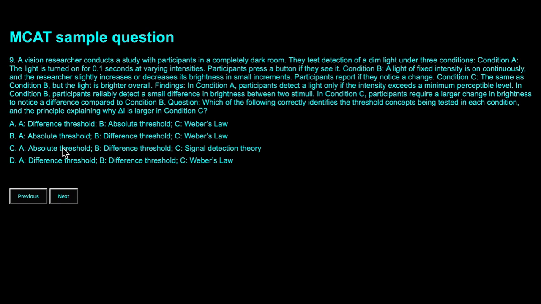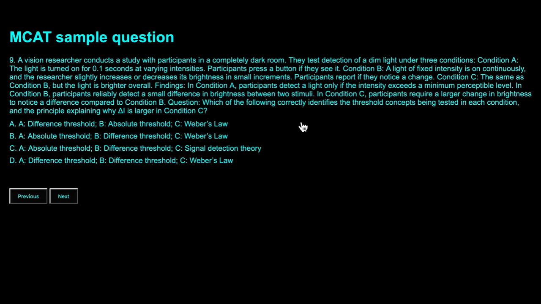So for A, it is difference threshold and B is absolute threshold. And we already talked about the fact that both of them should be difference threshold, because in both scenarios they are checking whether the participants can tell the difference in intensity. So A is wrong, B is wrong, C is wrong, but D is correct, because in both cases they are checking for a change, not a presence. And these are explained by Weber's law.